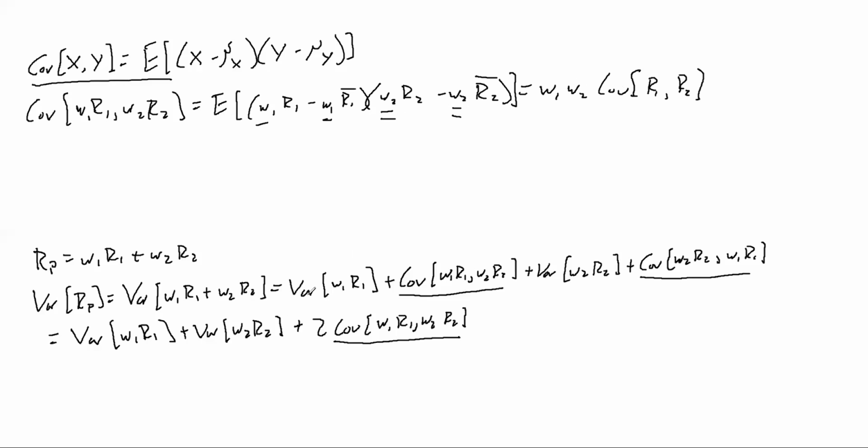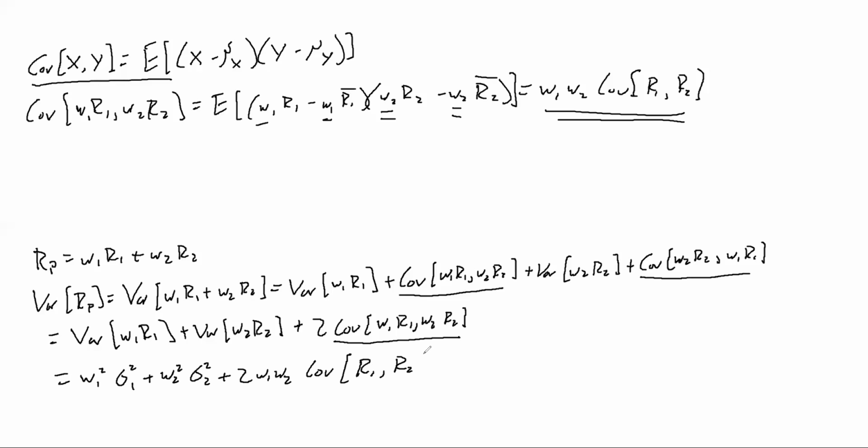So now we can plug that in down here, and we can simplify this a little bit more. Now this from before, if we factor out weight 1, becomes weight 1 squared multiplied by the variance of our first asset's returns, plus we can factor out weight 2. That becomes weight 2 squared multiplied by the variance of our second asset's return, plus 2 times weight 1, remember, this is from up here, times weight 2 times the covariance between our first and second return.